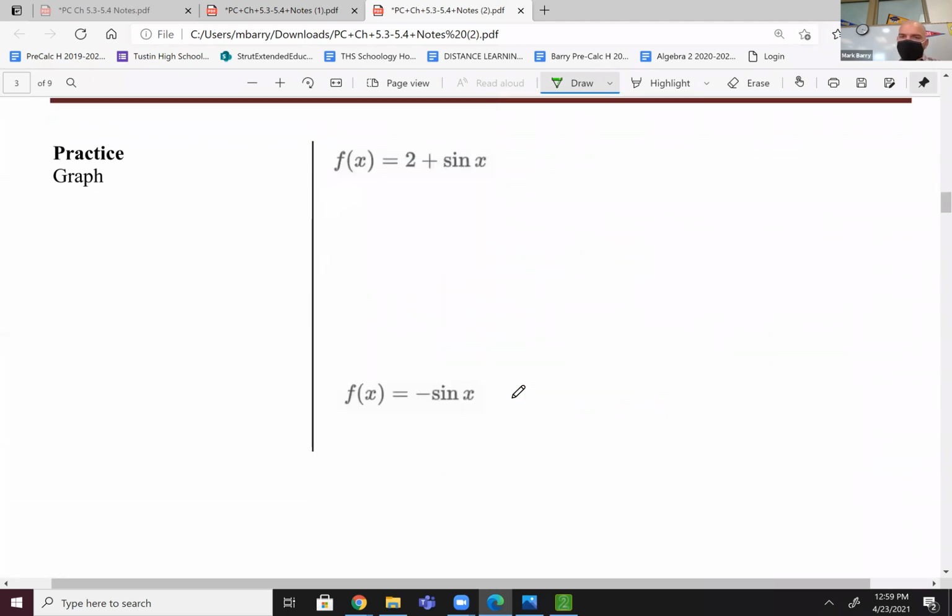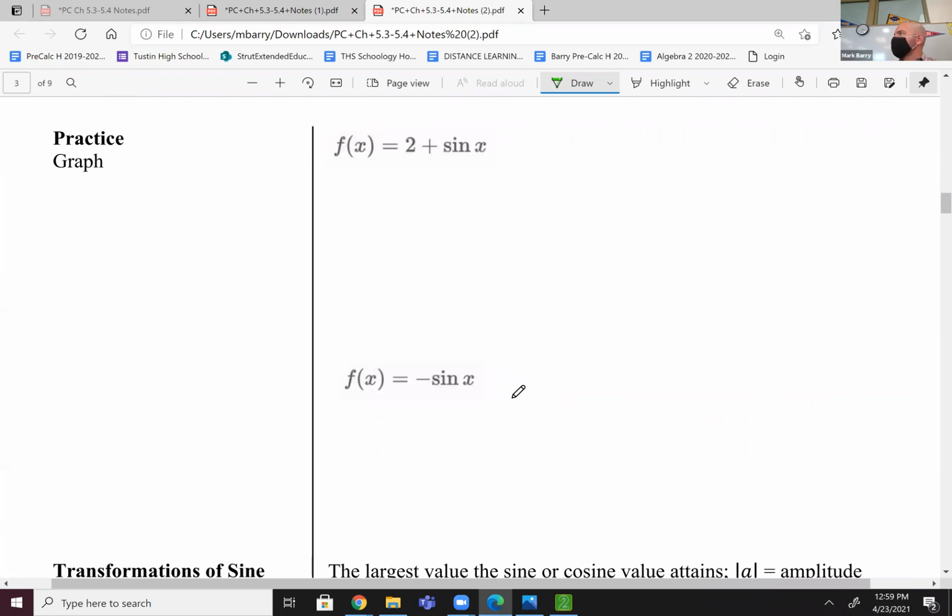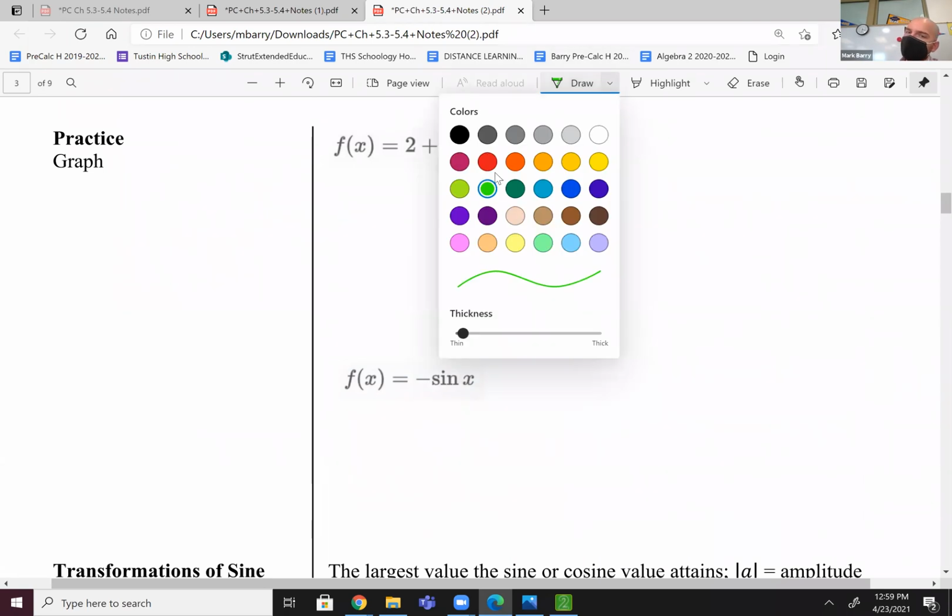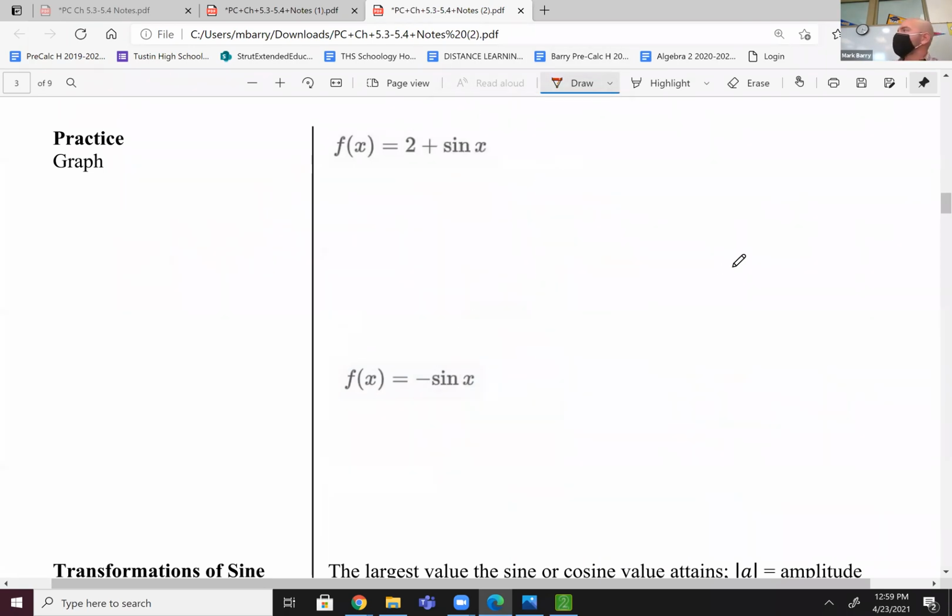So now that we've done those 2 transformations with cosine, we're going to switch over, and now we're going to do these 2 by ourselves. We're going to apply the same 2 transformations, but instead of doing it to cosine, we're going to do it to sine. So we need a quick reminder of what the original sine graph looks like. So I will do that over here.